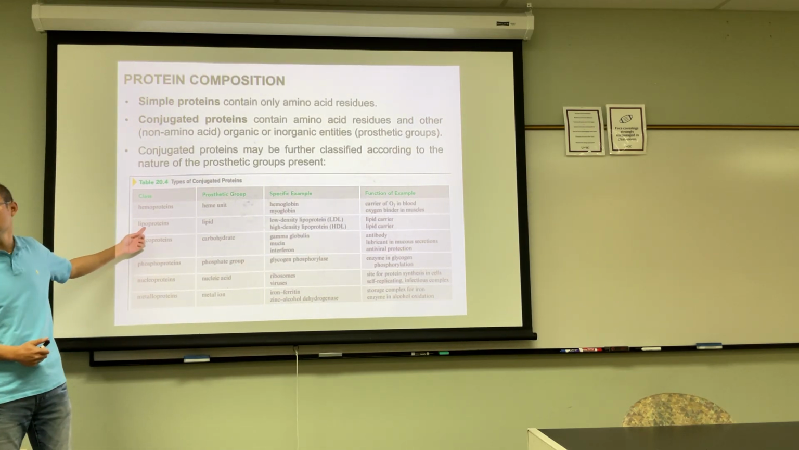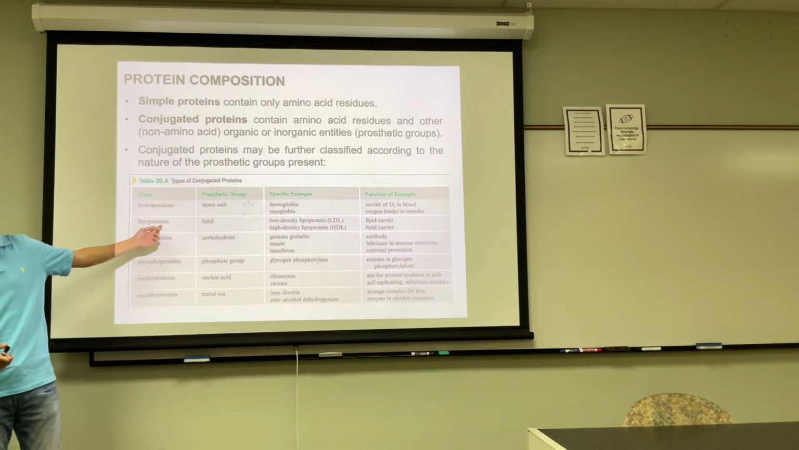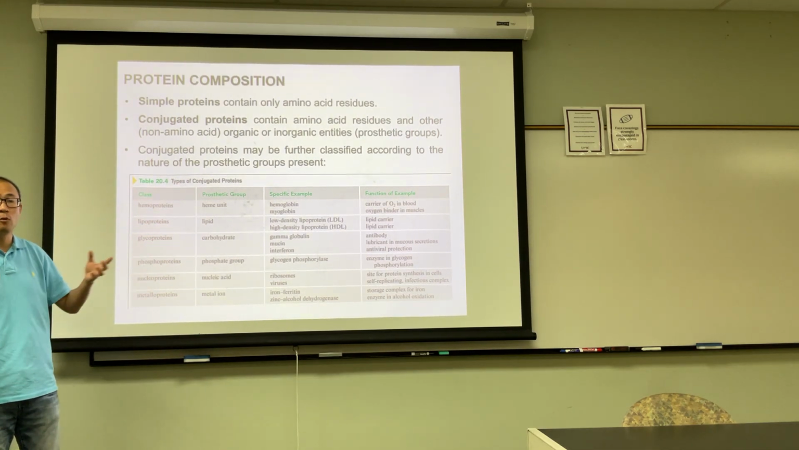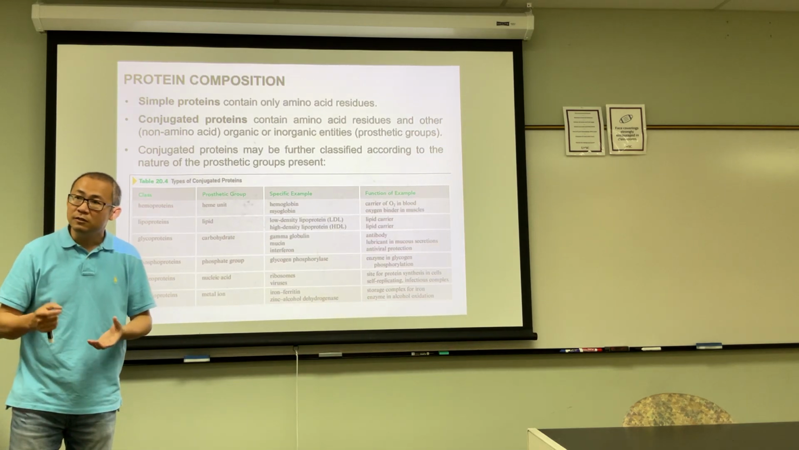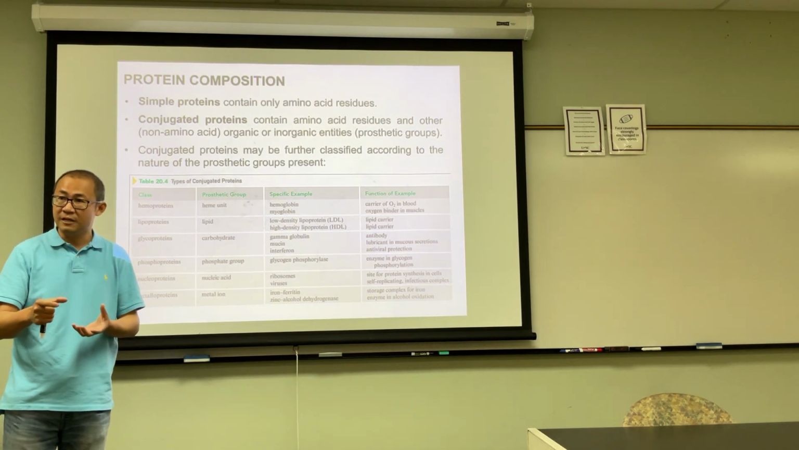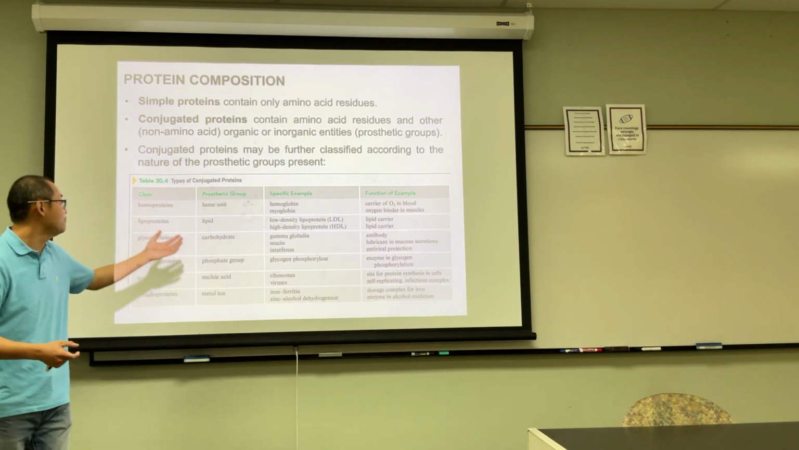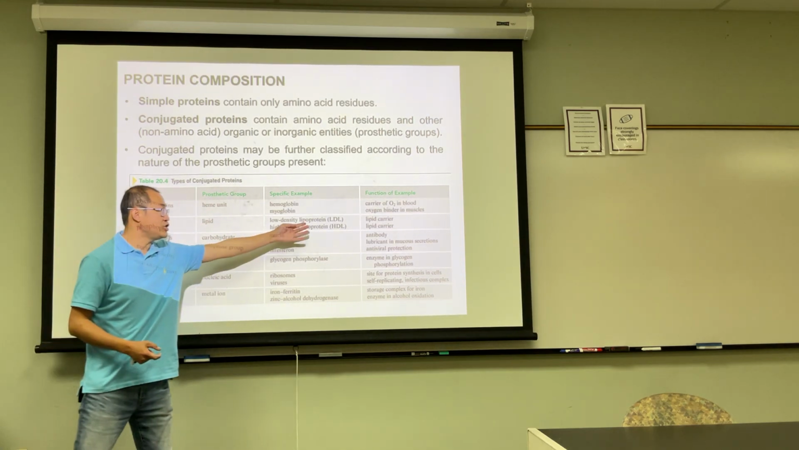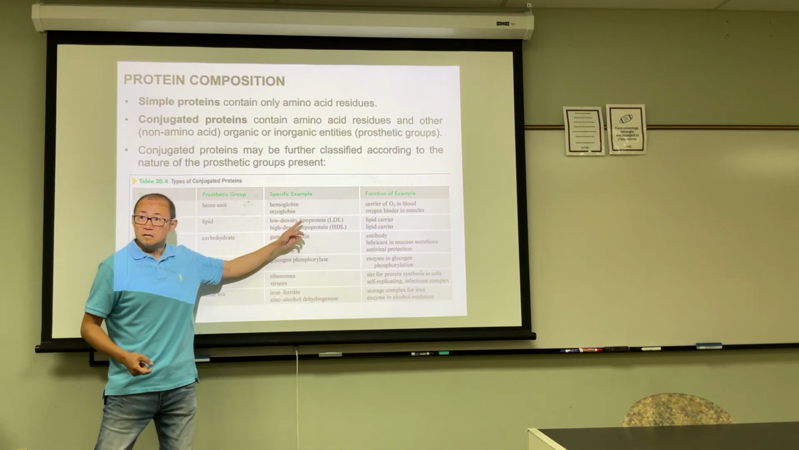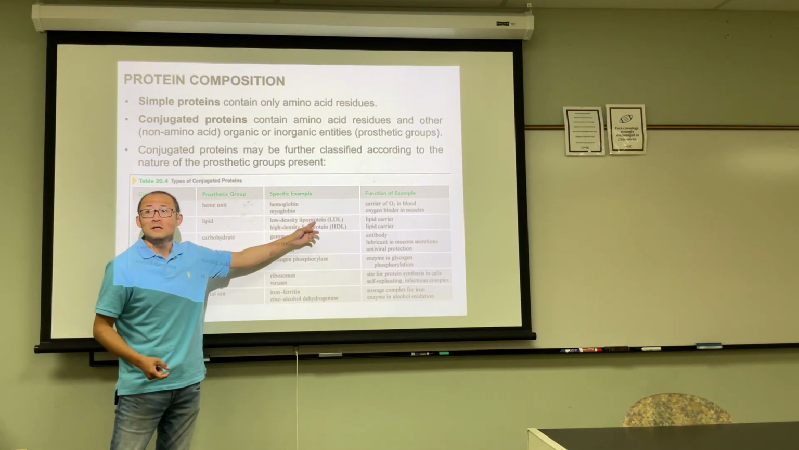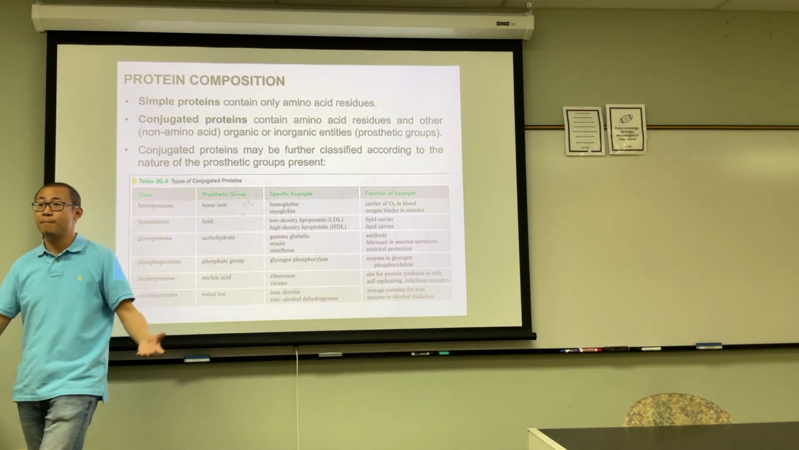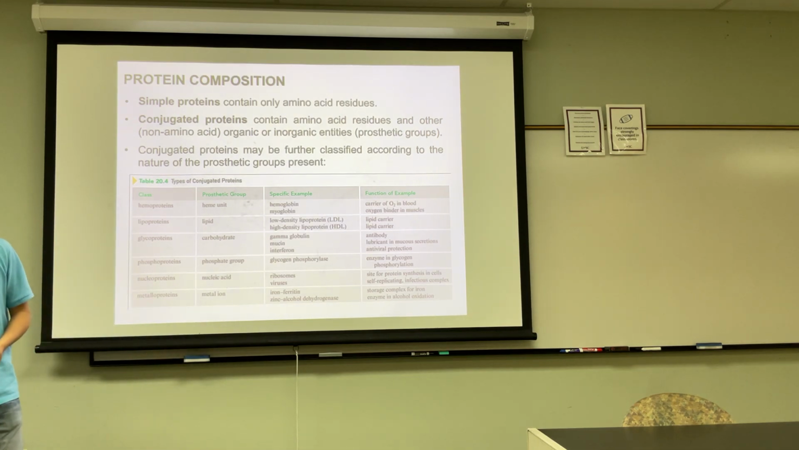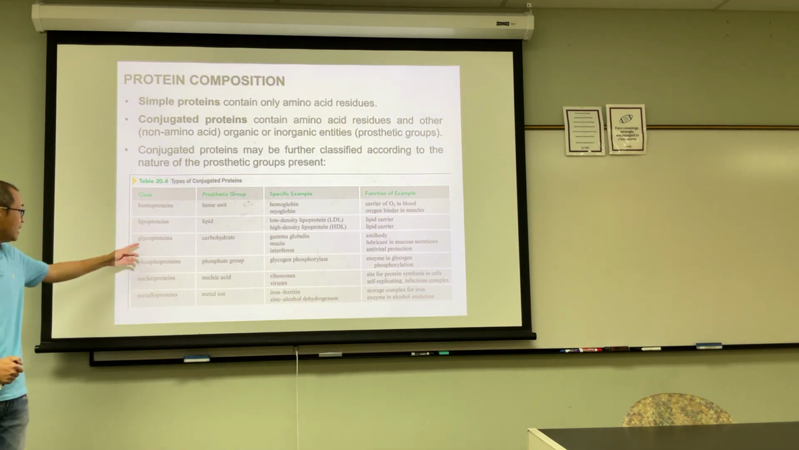Okay, lipoprotein means what? Protein conjugated with lipid. Remember we studied in the lipid chapter? Cholesterols are transported in our bloodstream in the form of what? Lipoprotein. We have LDL and HDL. HDL means what? High density lipoprotein. LDL, low density lipoprotein. Some are good cholesterol, some are bad cholesterol. And those are lipoproteins.